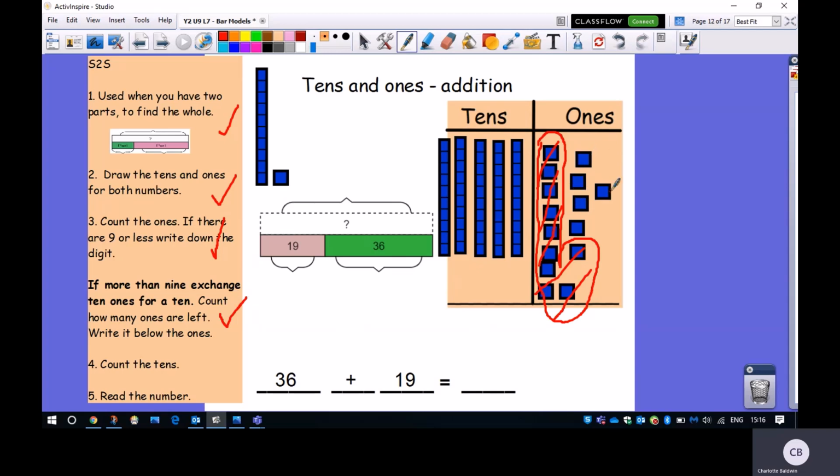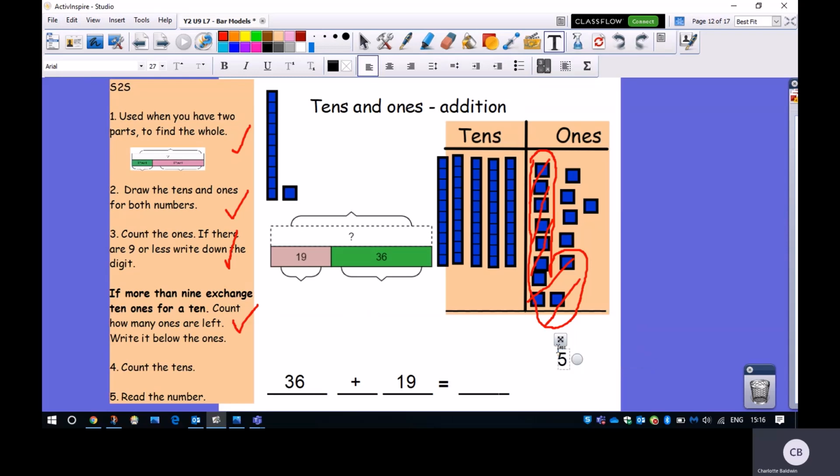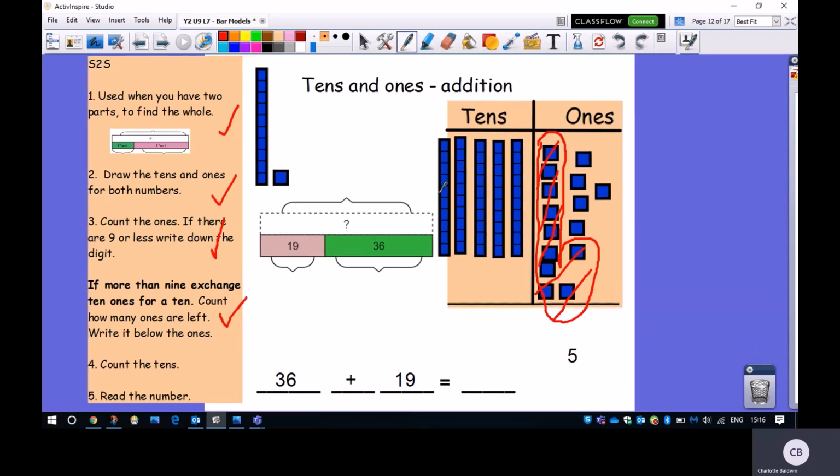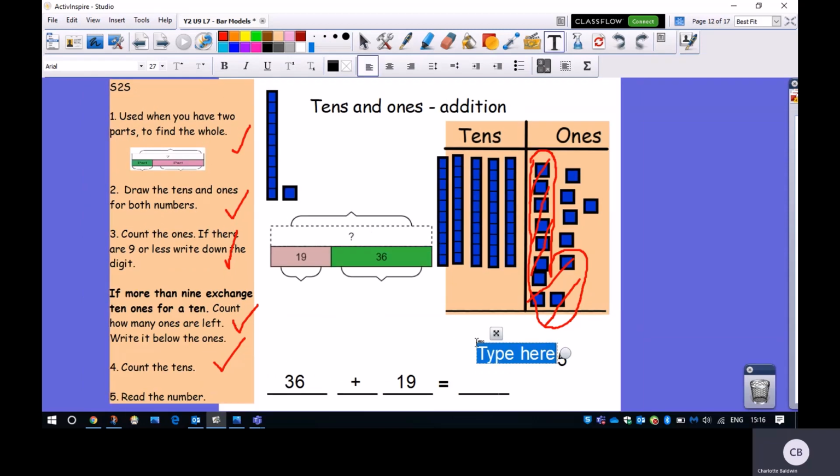1, 2, 3, 4, 5. I've still got 5 ones. How many tens have I got? My next step is to count the tens. 1, 2, 3, 4, 5. I've got 5 tens, and 5 tens is the same as 50. So my answer is, read the number, 5 tens, 5 ones, 55. Done.